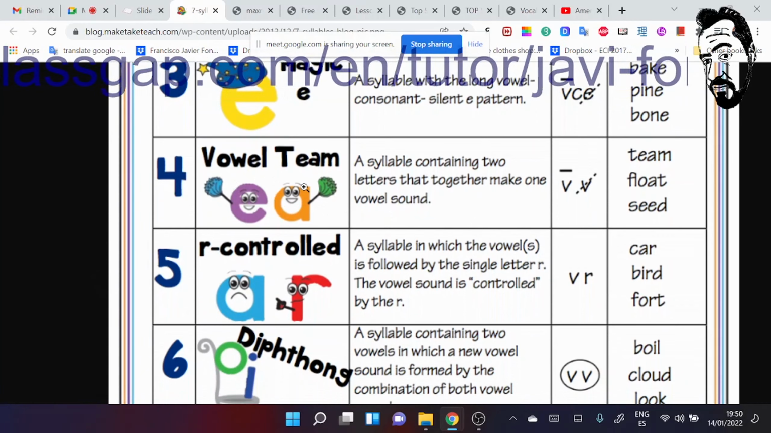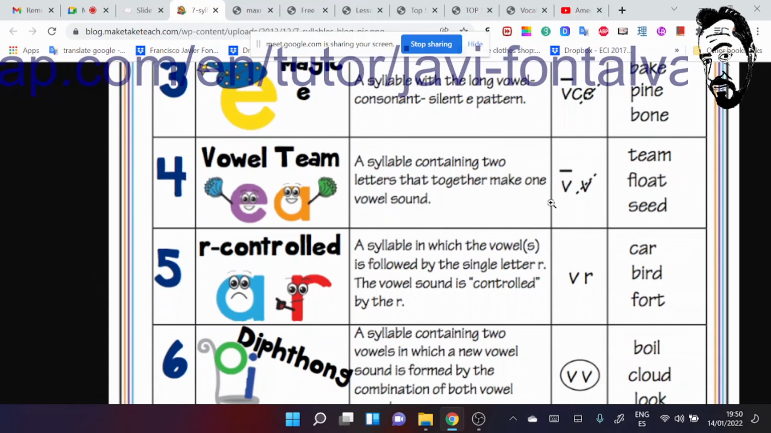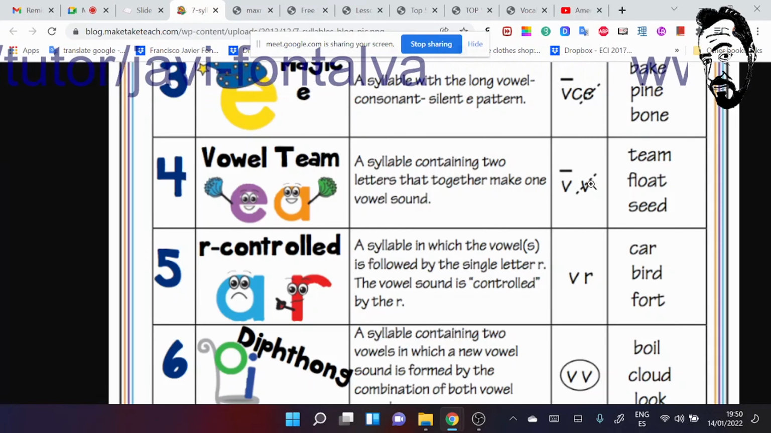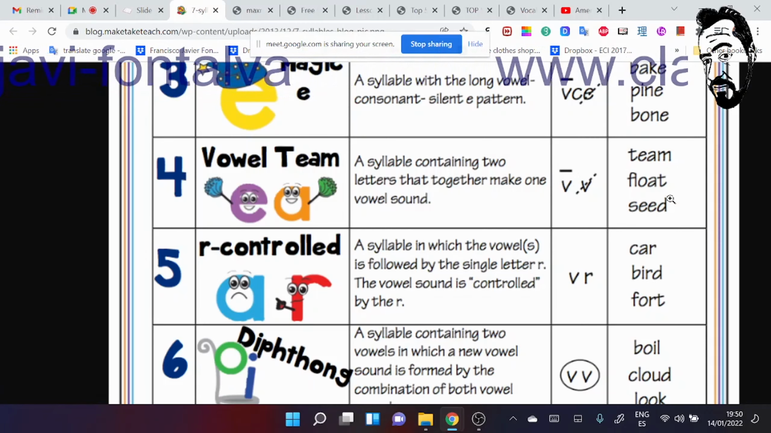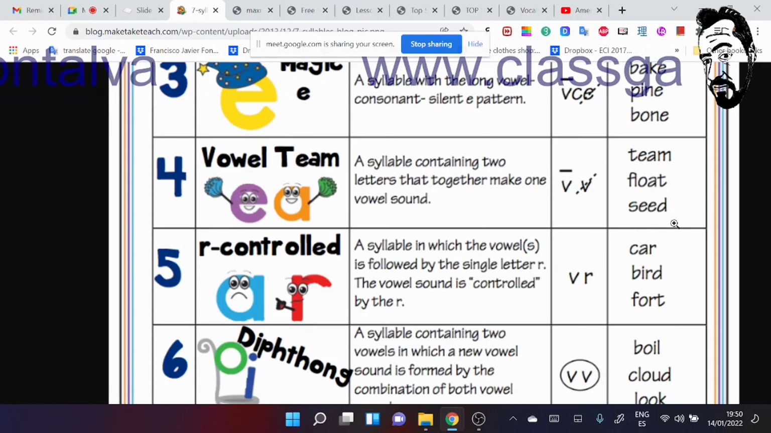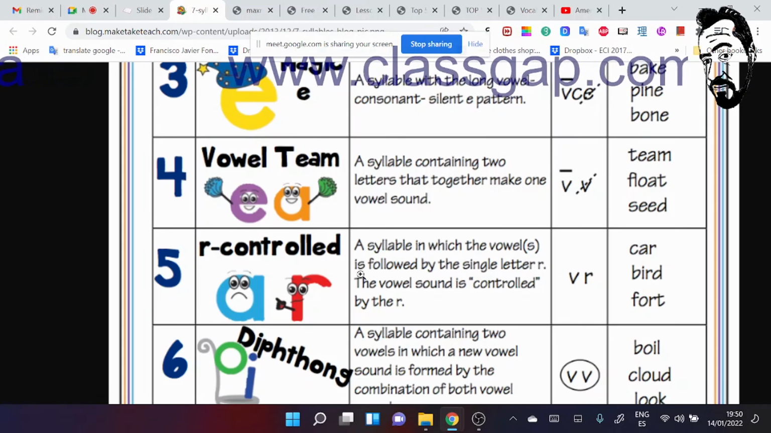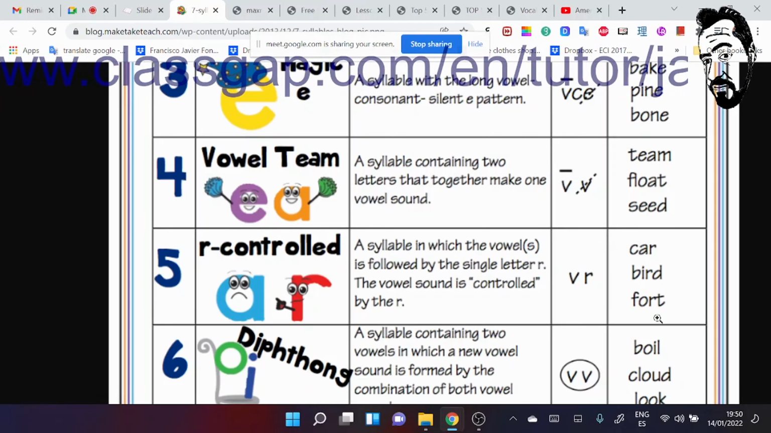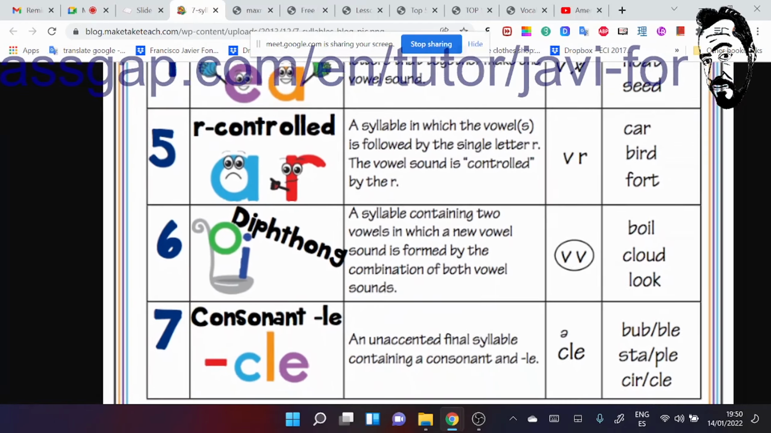Vowel team or vowel diagraph, which is where you only read the first vowel in the long way. So for example, team, float, seat. R-controlled syllable. So for example, car, bird, fort. You have three sounds.